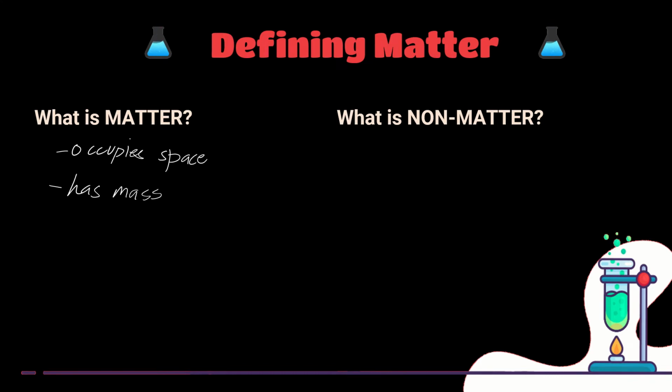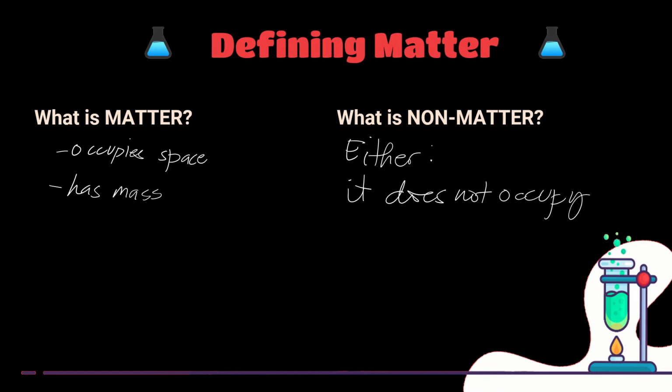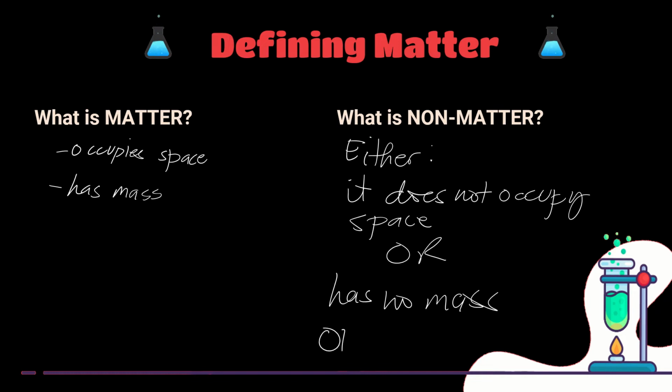When we say non-matter, it either does not occupy space, or has no mass. So, non-matter is something that does not occupy space, or has no mass, or it can be both. It has no space and it also has no mass.